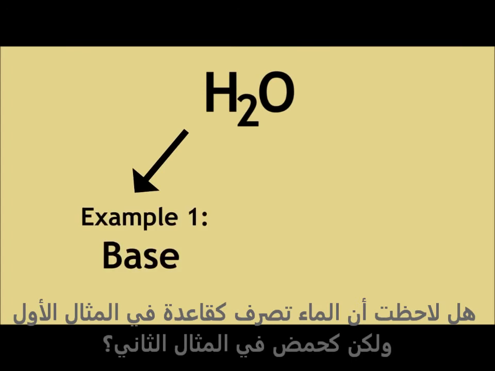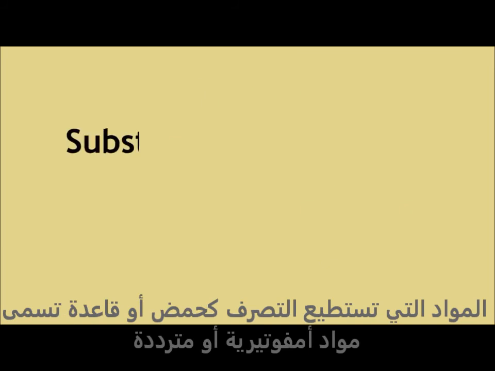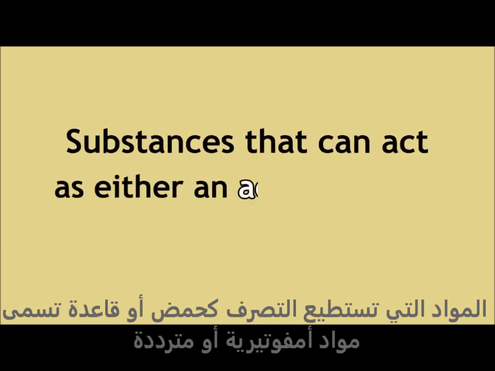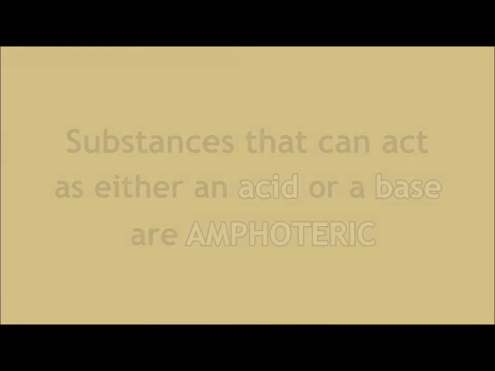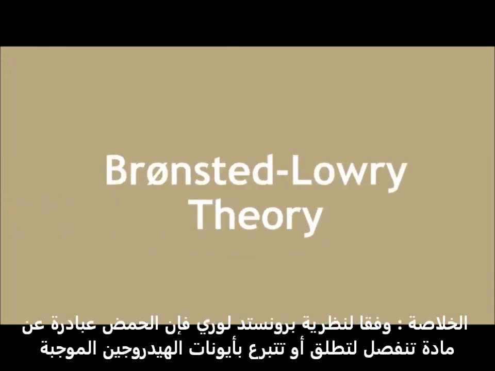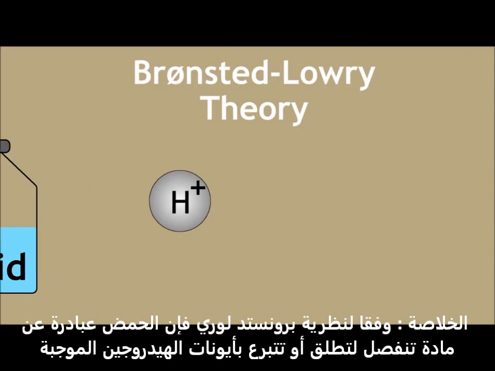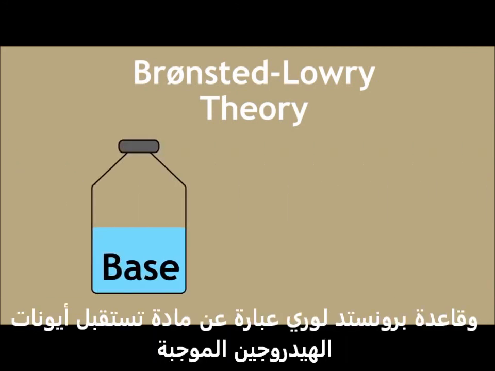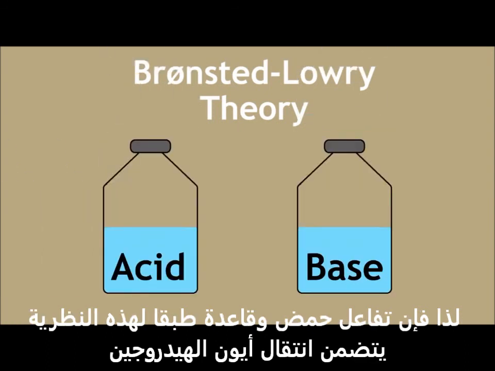Have you noticed that water acted as a base in our first example, but as an acid in the second example? Substances that can act as either an acid or a base are amphoteric. In conclusion, according to the Bronsted-Lowry theory, an acid is a substance that dissociates to release or donate protons. A Bronsted-Lowry base is a substance that accepts protons. Therefore, an acid-base reaction, according to this theory, involves the transfer of a proton.